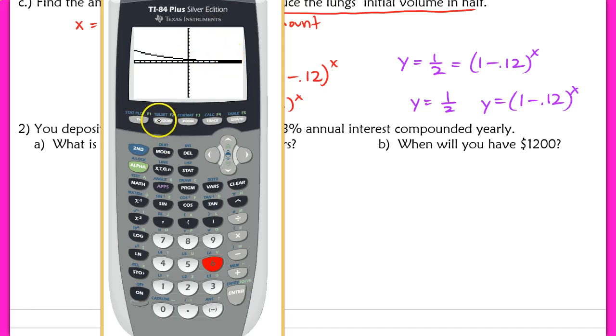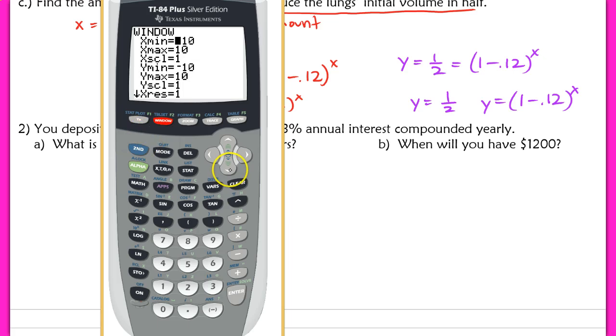So I'm going to go to my window, and instead of going all the way up to 10 on my y max, I'm only going to go up to 3. Okay. Also for my x min and x max, I am going to shrink it a little bit so that I'm only focusing on where it is going to cross. So I'm going to go to 0, and let's keep it at 10.